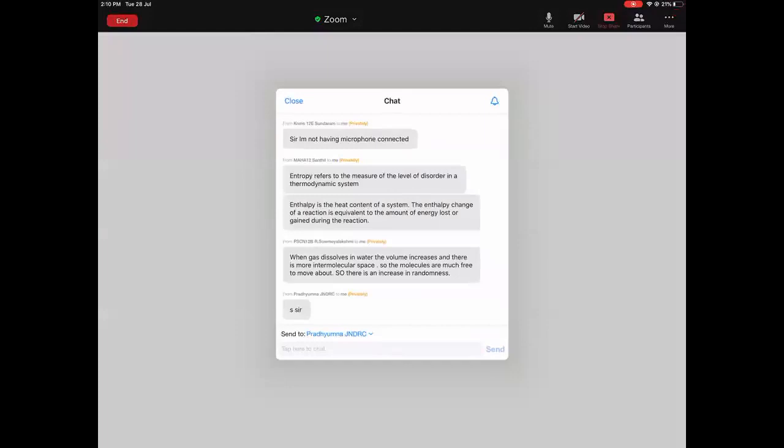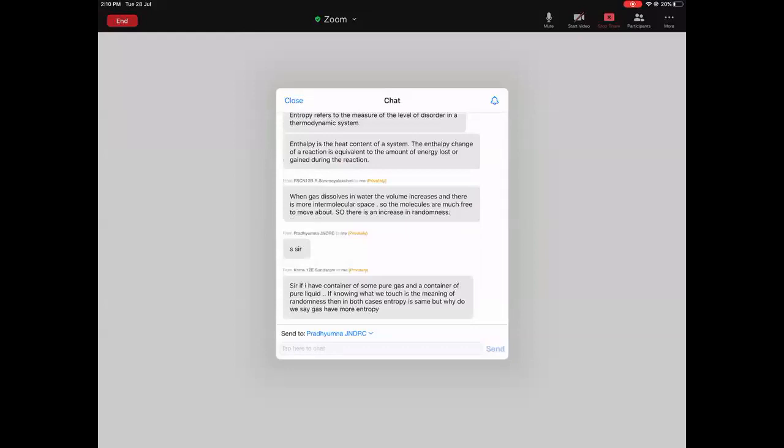Yeah. So entropy refers to the measure of the level of disorder. If you have a pure solvent, the disorderness is not there. Enthalpy, forget about it. I'm not talking about enthalpy. When gas dissolves in water, the volume increases? No. Forget about all that. We don't know all those things. I gave you the answer now. There is an increase in randomness, not because of volume.